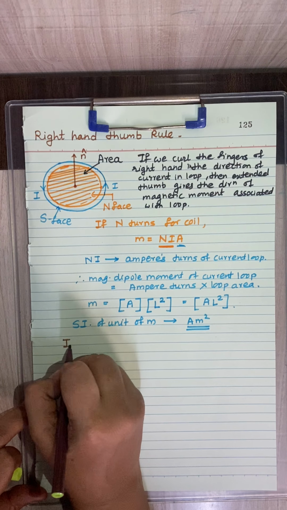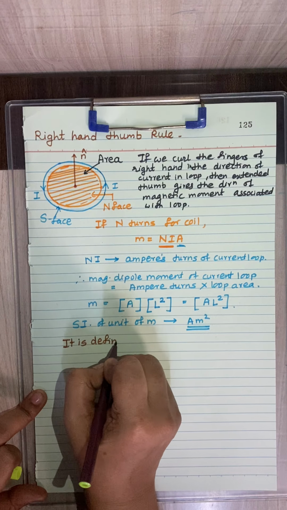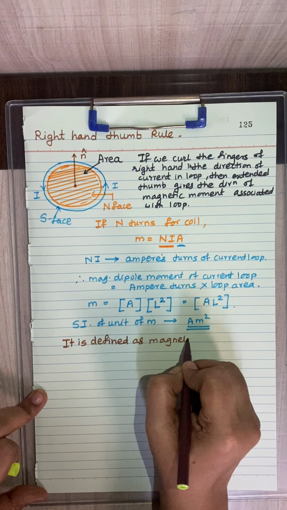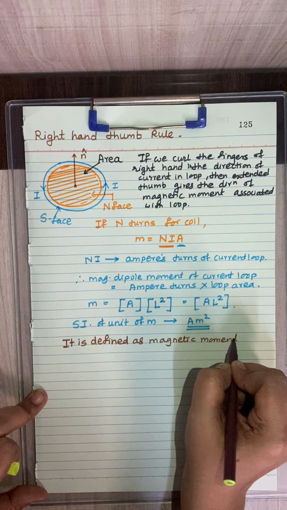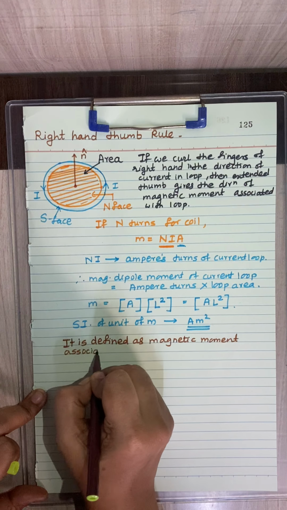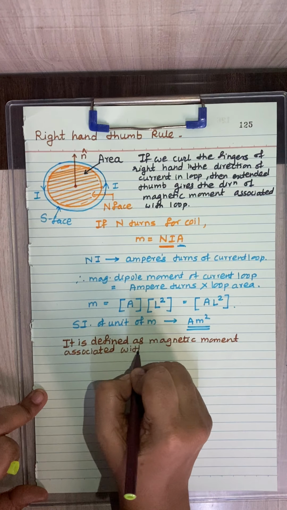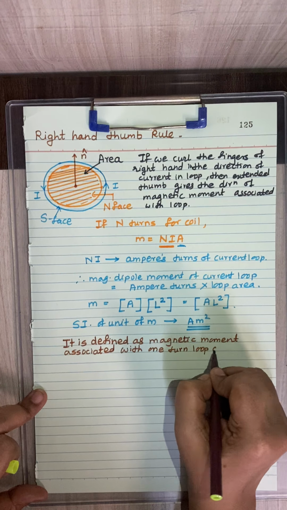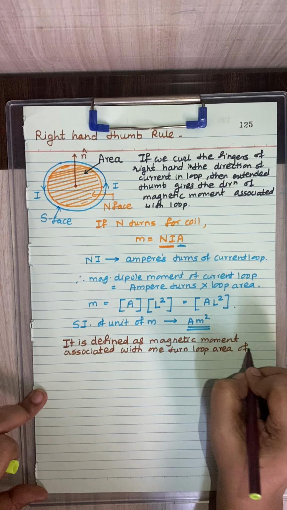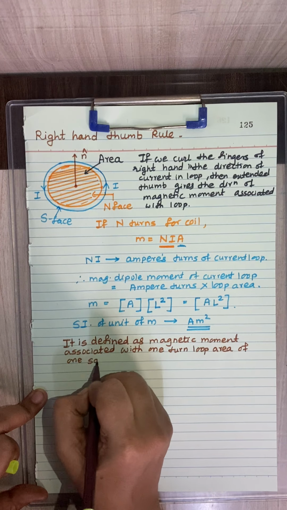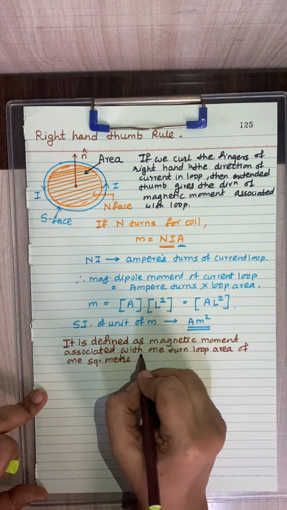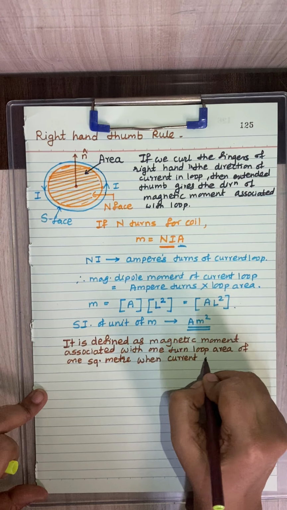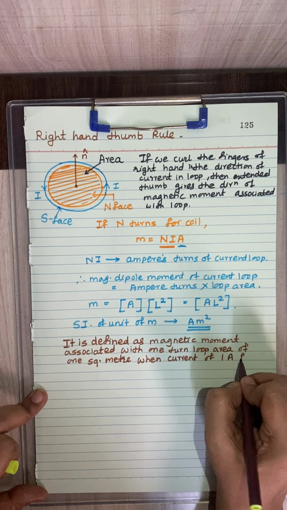It is defined as the magnetic moment associated with a one turn, that is unity, one turn loop of area 1 square meter when a current of 1 ampere flows through it.